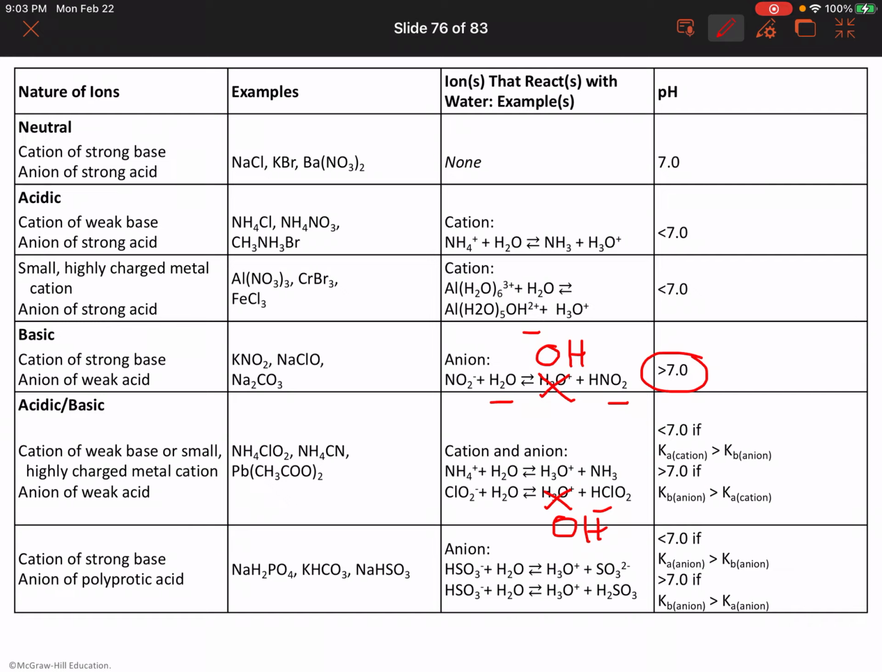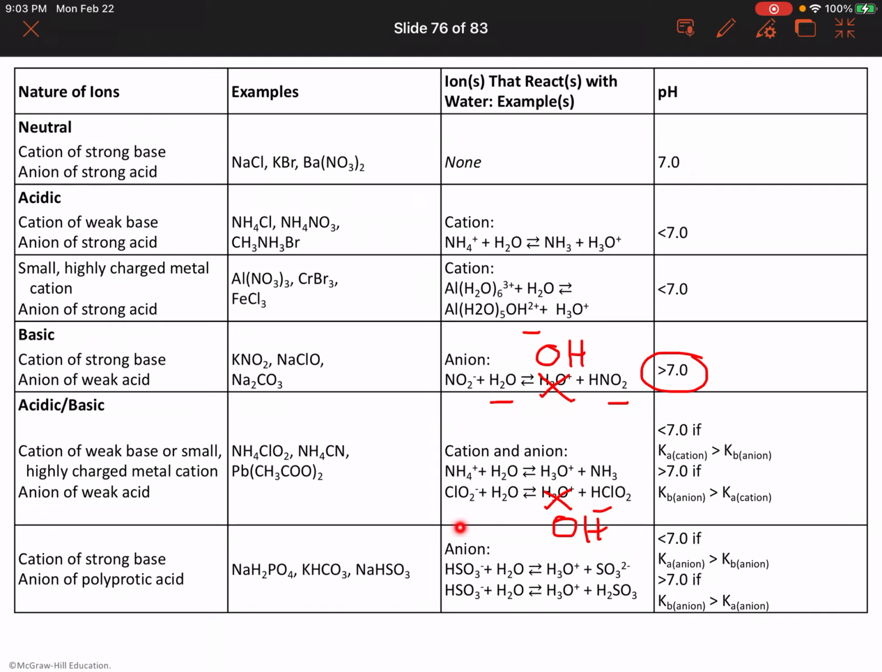So again, we have to check to see if the Ka of the cation is greater than the Kb of the anion. That would give you a lower pH, because the hydronium ion would predominate. But we have to check what the Kb value is for this one compared to the Ka. If Kb is greater, then the pH would be higher than 7, and the solution would be basic.